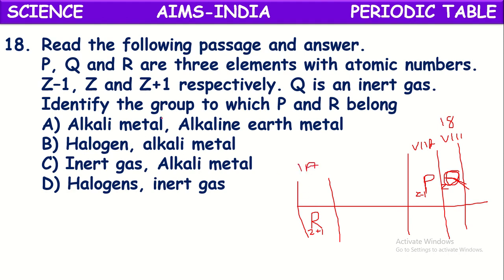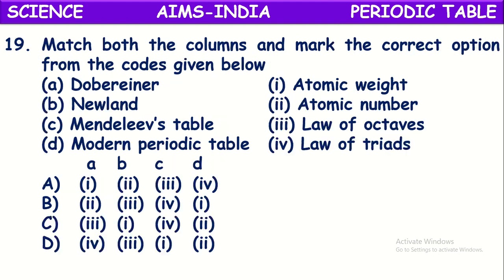Now what they are asking here: identify the group to which P and R belong. So P belongs to the halogen group because they first gave P. So P is halogen and R is alkali metal. Where it is mentioned, here it is. P is halogen, R is alkali metal. Got it?